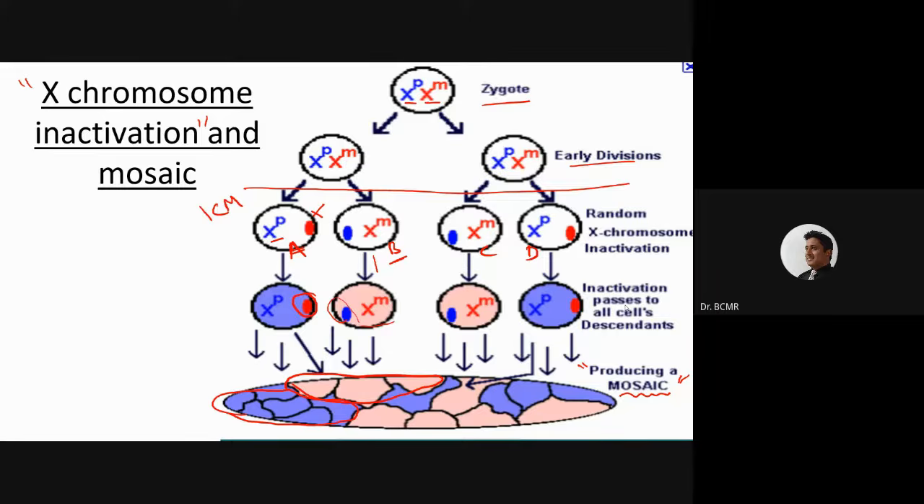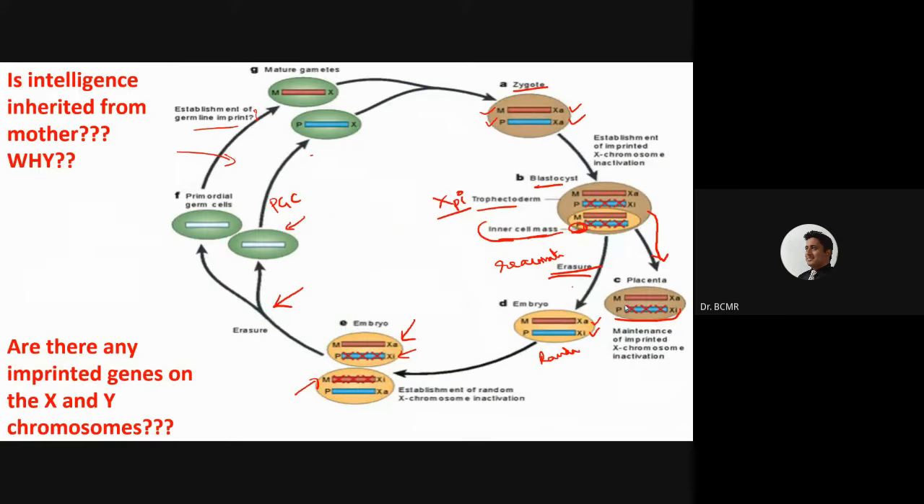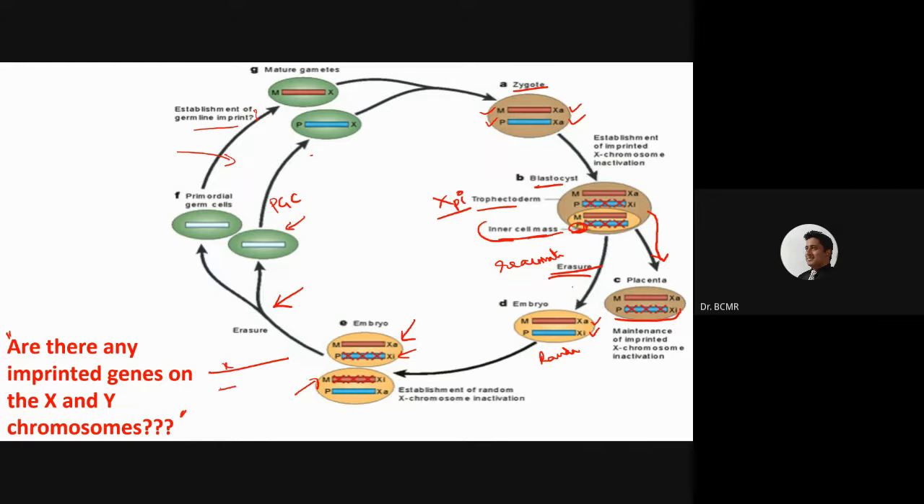Okay. So I want to come to this slide because I have a few questions and I would want you to look at it. And we also had a question based on this as well, theoretically. I want you to find it out. Are there any imprinted genes on X and Y chromosomes? First thing, if there are imprinted genes, there must be common genes between X and Y.